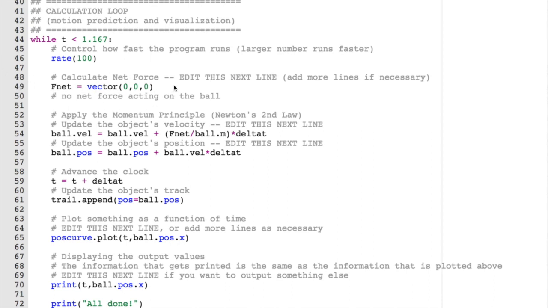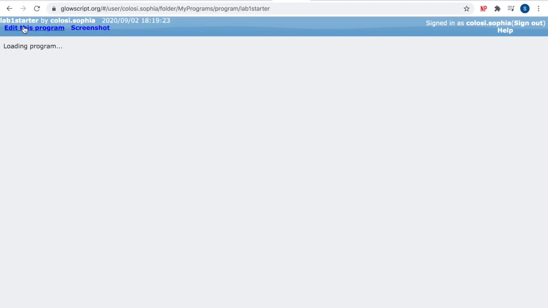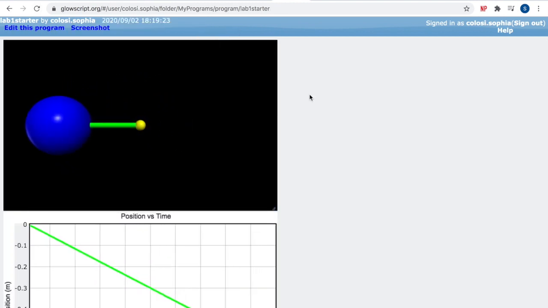On line 49, I set my net force vector to 0 because in this lab we are observing an object moving at constant velocity. And according to Newton's second law, if the object is at constant velocity, there should be no net force acting on said object. At lines 54 and 56, I rewrote the equations to reflect the ones I showed earlier in this video.